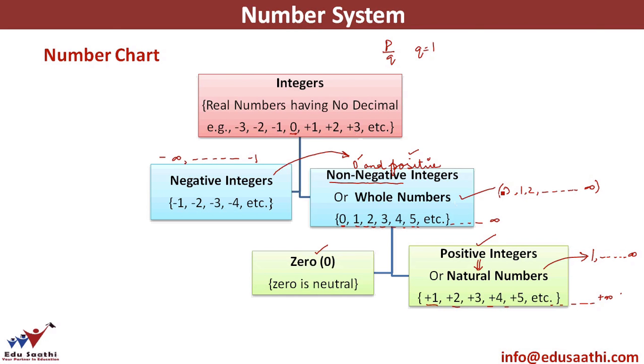So natural numbers are a subset of whole numbers. Whole numbers start from 0, natural numbers start from 1. 0 is neither negative nor positive. So 0 would not be covered in negative integers, 0 would not be covered in positive integers, but 0 would be covered when we are talking about the case of non-negative integers. That means non-negative can be the case of 0 or positive.